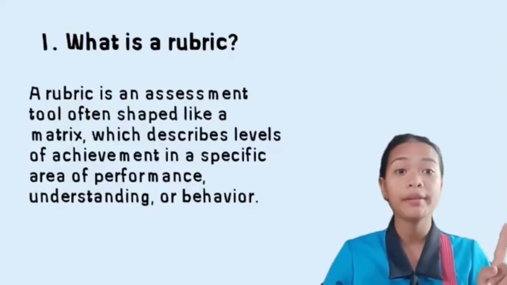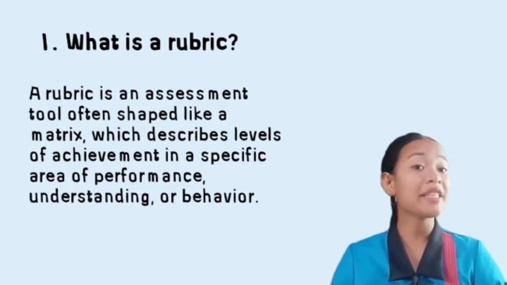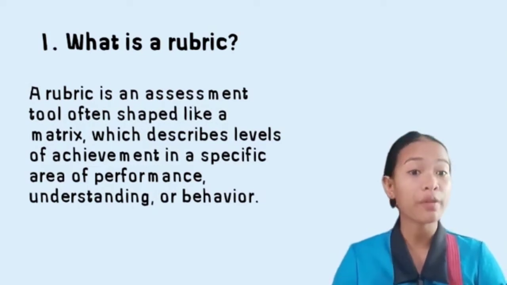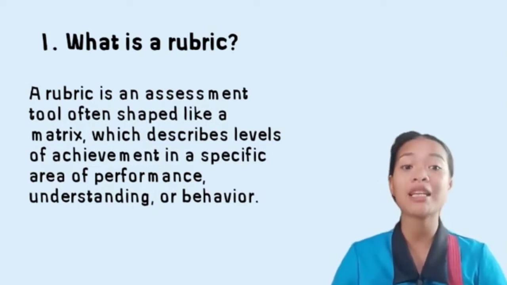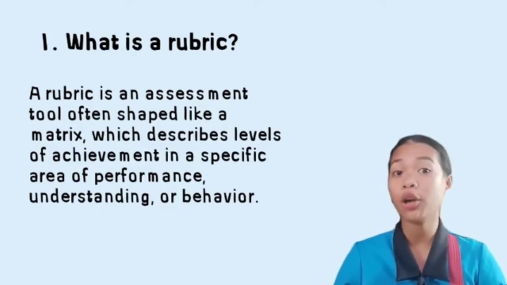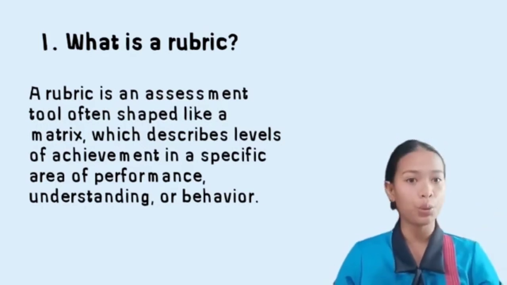So number 1, what is a rubric? A rubric is an assessment tool often shaped like a matrix which describes levels of achievement in a specific area of performance, understanding, or behavior. So there are 2 main types of rubric.